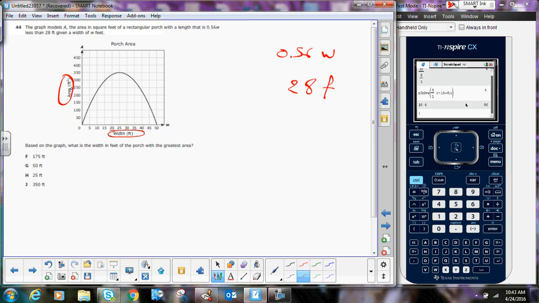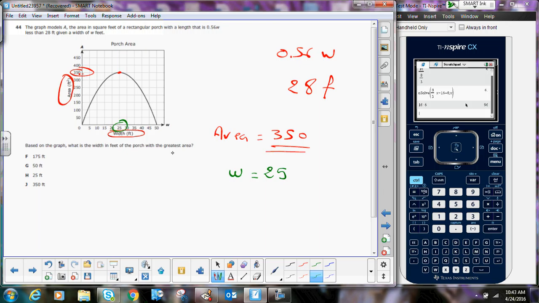They said when the area is maximum. So this is the area. What does maximum mean? It means the top, the vertex. So your area will be maximum based on this graph when your area is 350 feet. Now, what is your width? In this case, W. So when you have 350, your width is 25. Based on the graph, what's the width in feet of the rectangle?